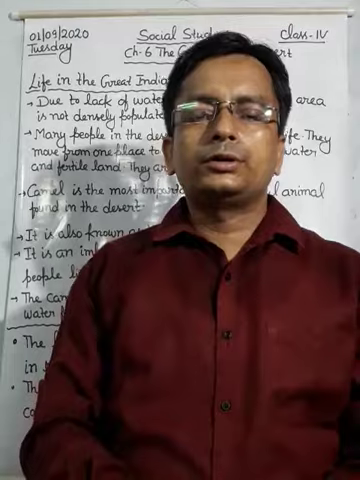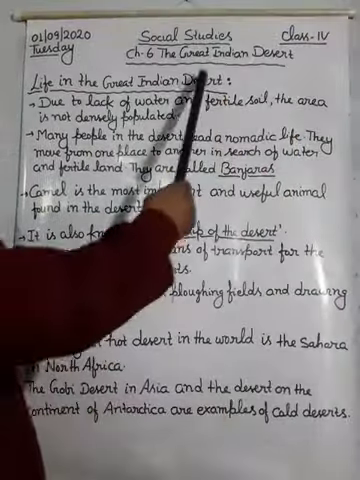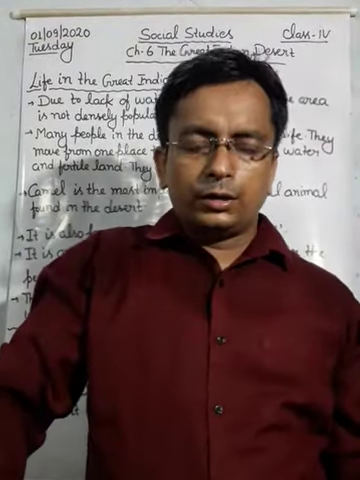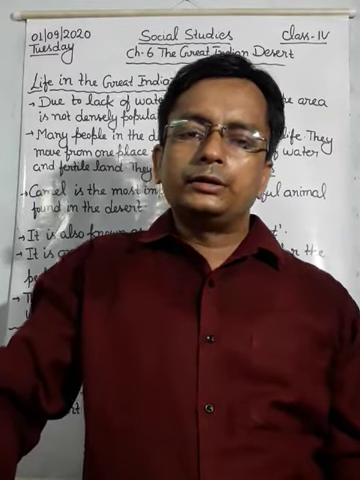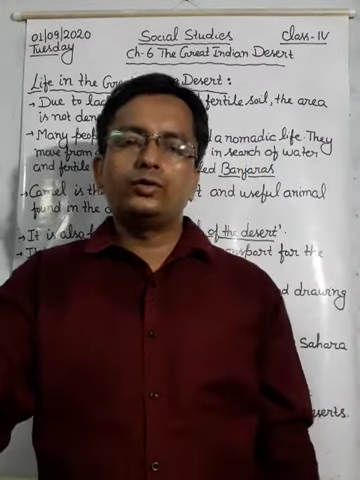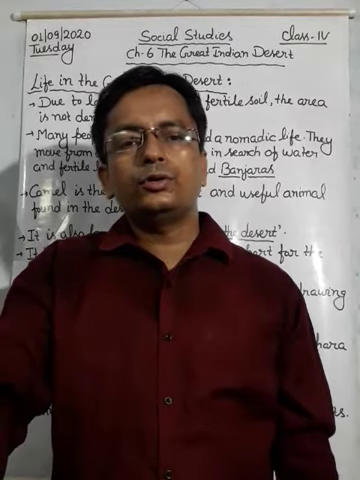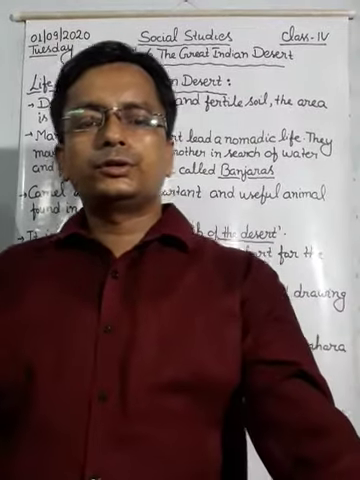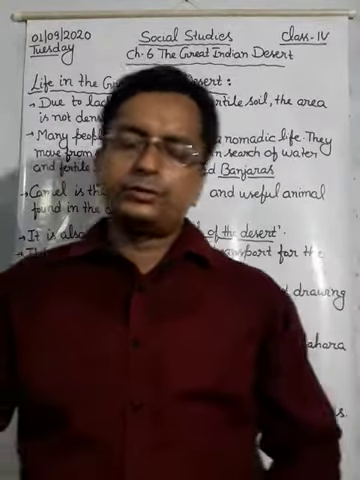Dear student, we are on lesson 6, the Great Indian Desert. It is a type of landform where there is scarcity of water because of less rainfall or no rainfall in this region. So, the land becomes drier and converts into desert land.